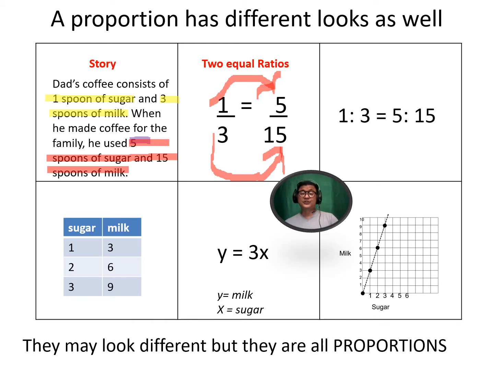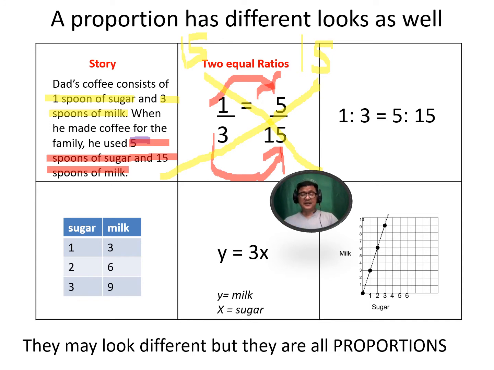Do cross products. 15 times 1 is 15. 3 times 5 is also 15. Those cross products should be equal. If they're not equal, it is not a proportion.